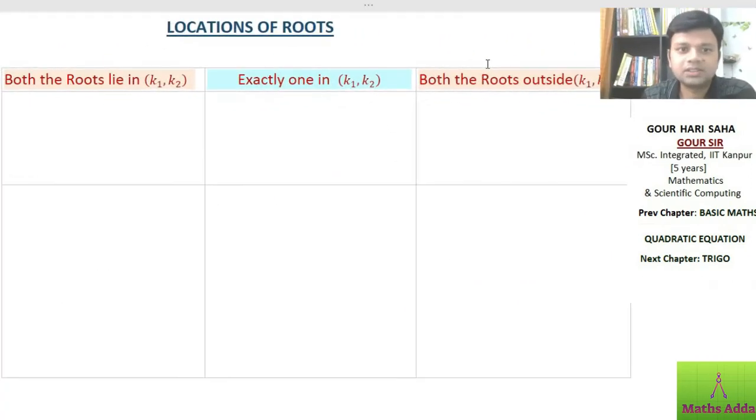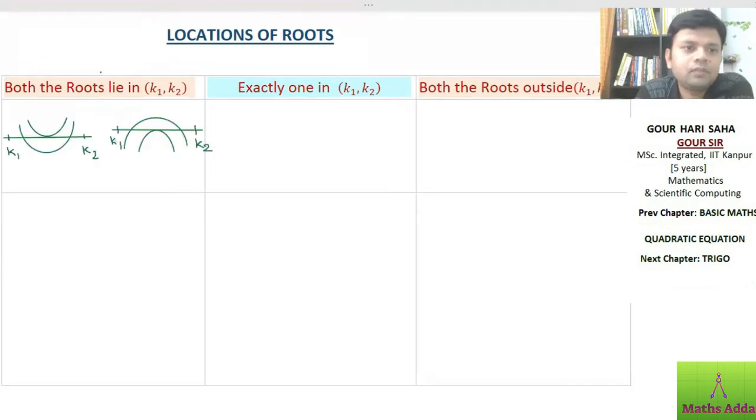Move ahead. So this is the second part of location of roots. Here there are three sets. First is both the roots lie in K1, K2, second is exactly one in K1, K2, and third is both the roots are outside K1, K2. So we will be doing the same thing again. First we'll plot the curve, then focus on the determining factors, and then write the condition. So let's look at the graph first.